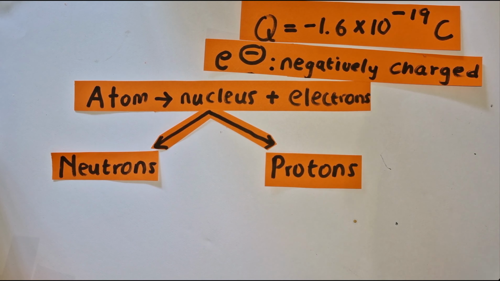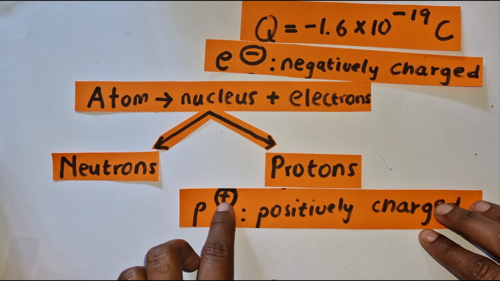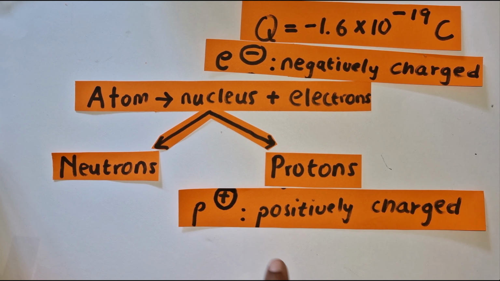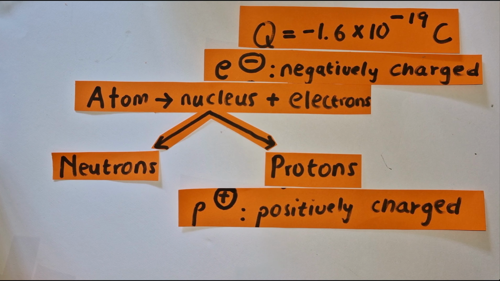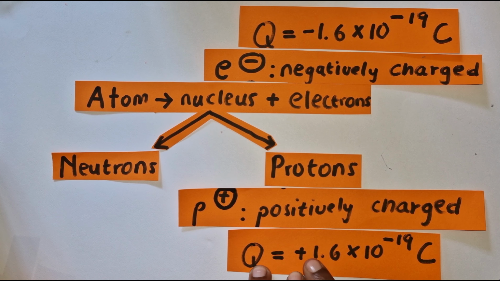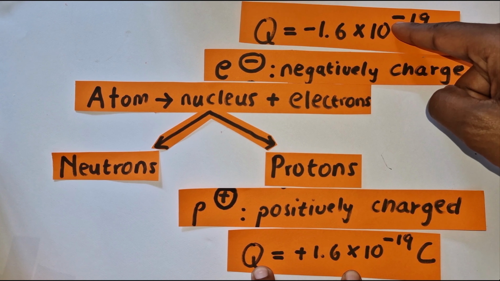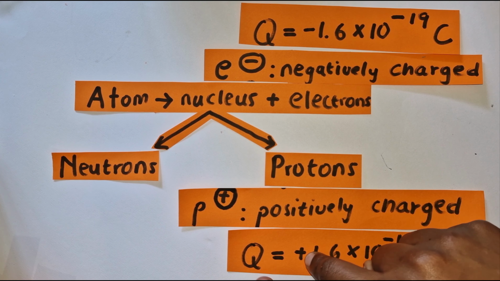Now, what about the protons? The protons are said to be positively charged. So I just wrote a P with a positive sign at the top to show that they carry a positive charge. Different from, or opposite to, electrons, these protons have a charge of positive 1.6 multiplied by 10 raised to the power of minus 19 coulombs. So realize that the difference in these values is the sign, the minus and the positive.